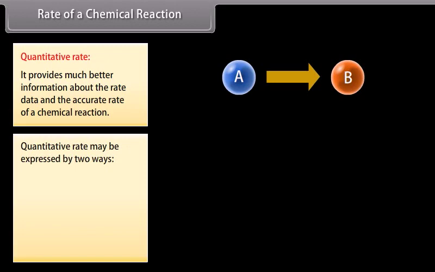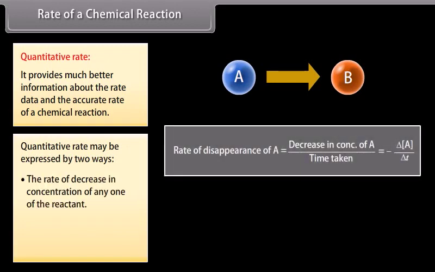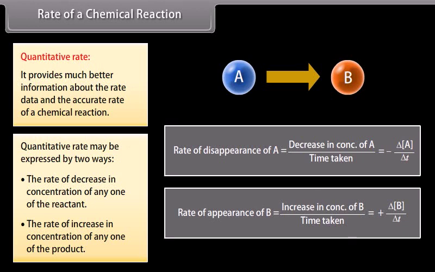Quantitative rate may be expressed in two ways. The rate of decrease in concentration of any one of the reactants, or the rate of increase in concentration of any one of the products.